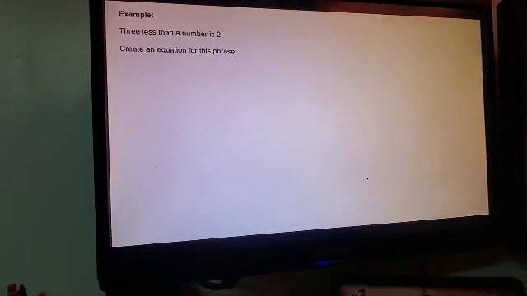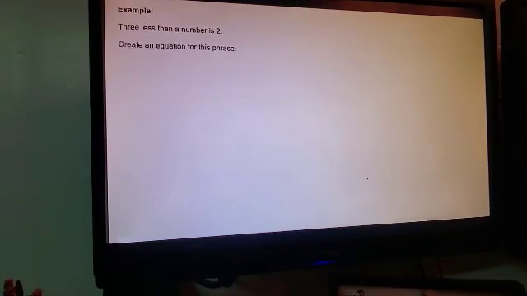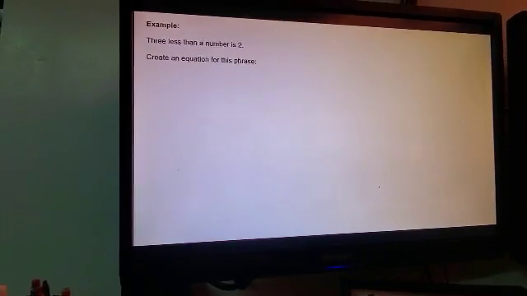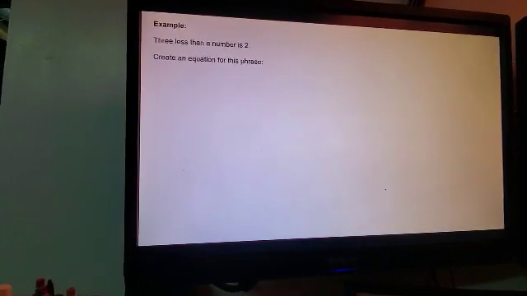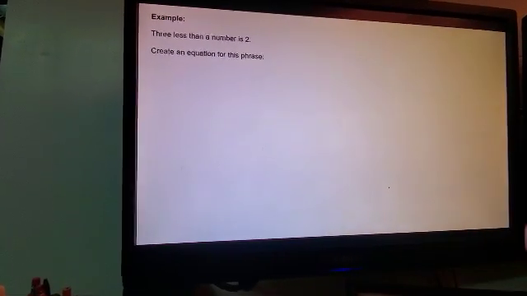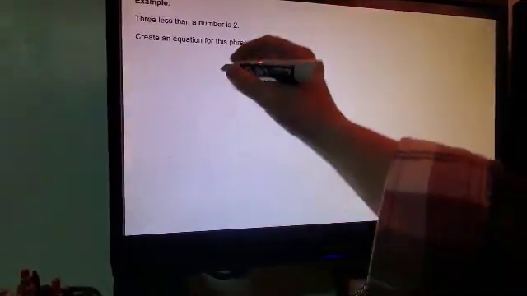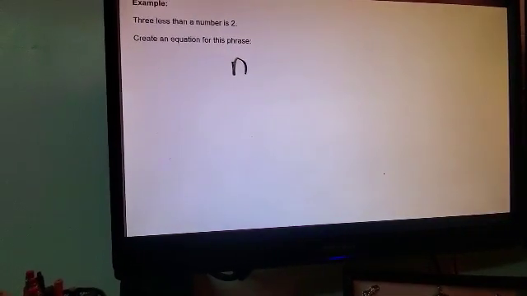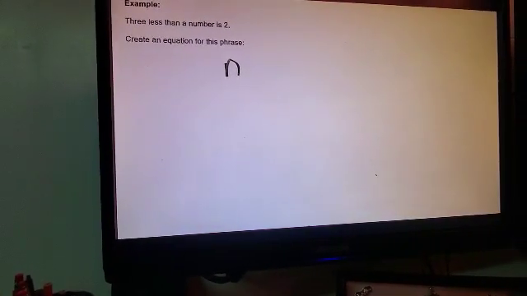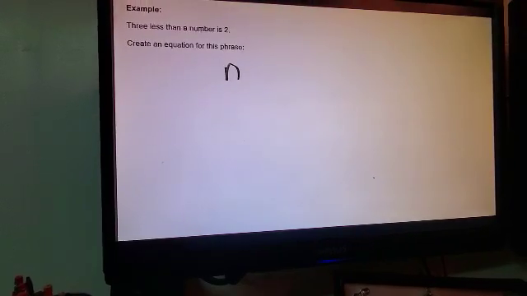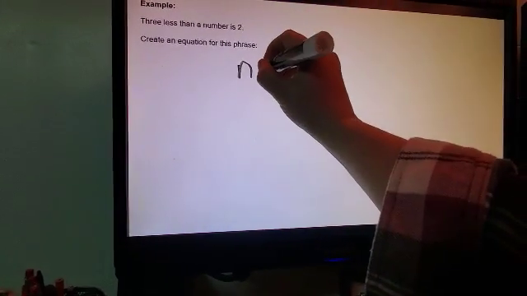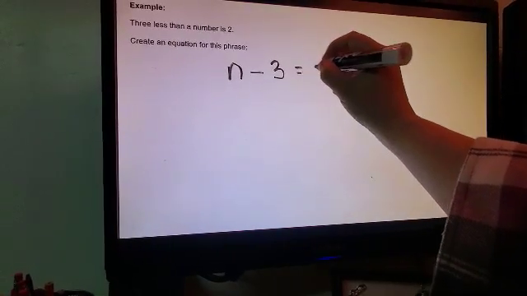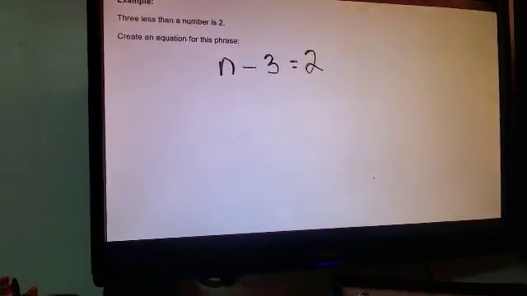So in our practice examples, grade 7, we have this question. So we have 3 less than a number is 2. So let's create an equation for that phrase. So we've got our number. It is 3 less. So 3 less than a number. So we're taking away 3. And that answer is going to be 2.